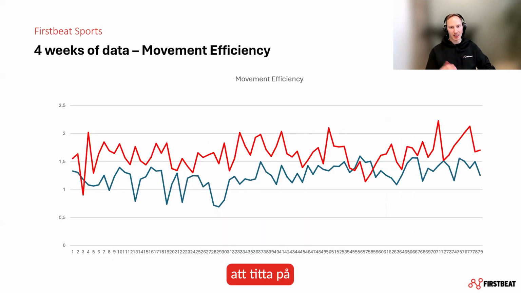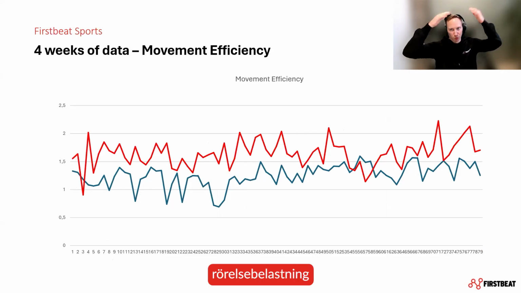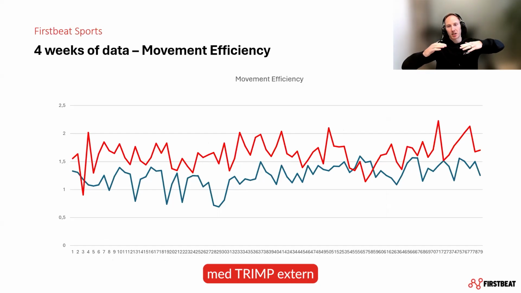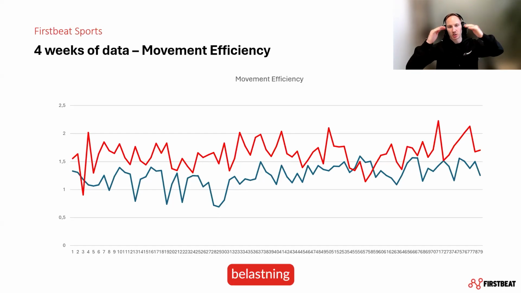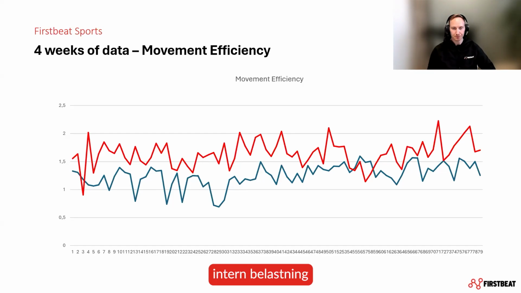And another thing that the coach looks at is movement efficiency. Movement efficiency is movement load divided by training load, external load divided by internal load. And the trend stays the same. The red athlete, athlete A, has higher movement efficiency, better results than athlete B in all of the sessions recorded during that 4-week time period.